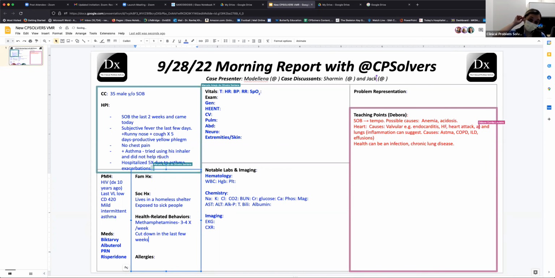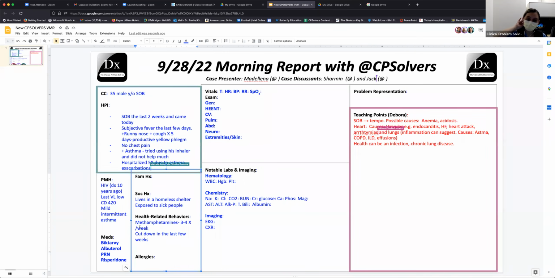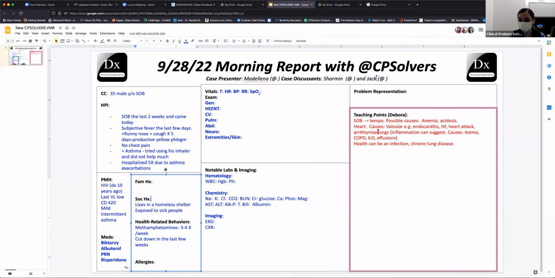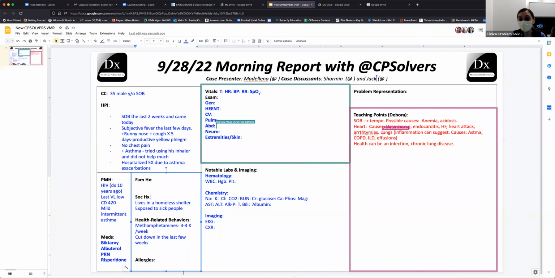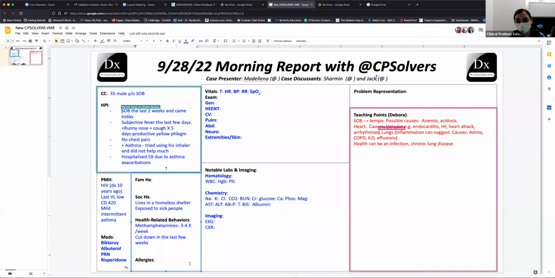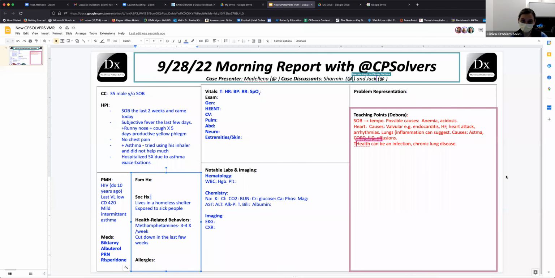Wow, such a rich HPI and history to discuss, Madalena. Thank you. So maybe I'll just take the rest of the HPI and then leave the rest for Jack to layer on. The cough that is productive, and it sounds like it's new, prior history of asthma. For the most part now we're mostly focused on the pulmonary system and thinking a little less about cardiac. However, it's still on the differential.